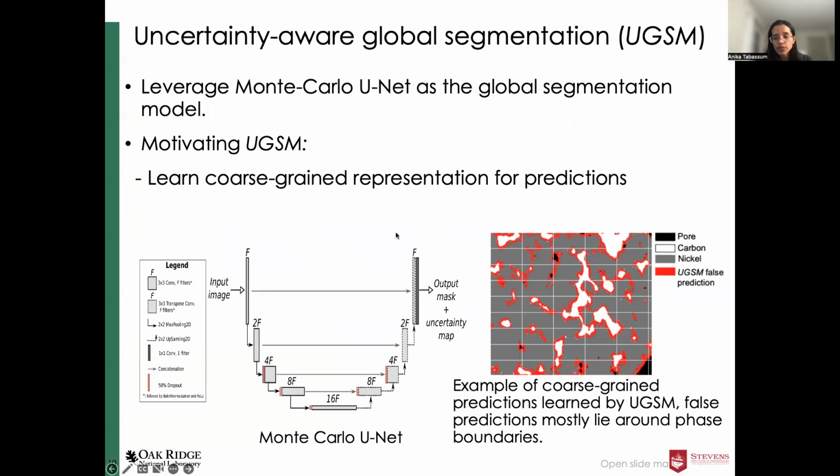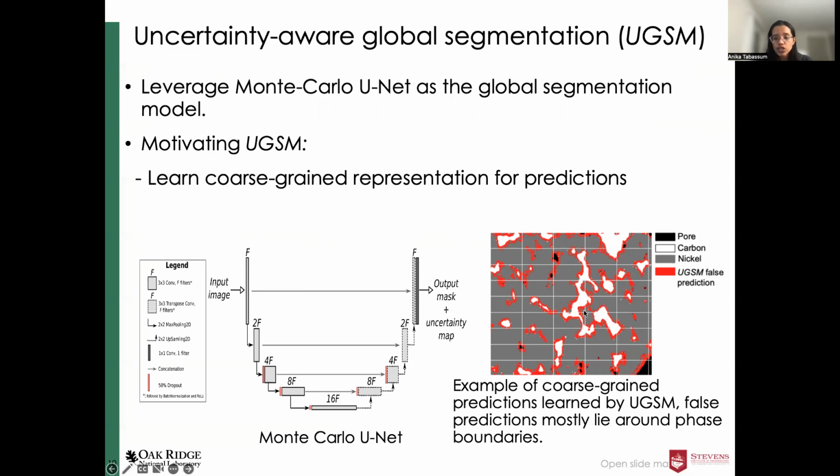So we mapped our entire problem as an image segmentation task, and our first attempt is to pursue a Monte Carlo U-Net, as the U-Net has been widely adopted in the biomedical segmentation literature, where it has been able to capture very nuanced variations as well. The figure on the right shows an example of the predictions from using such a U-Net, where we see the false predictions are mostly the red ones, and they lie mostly around the material phase boundaries.